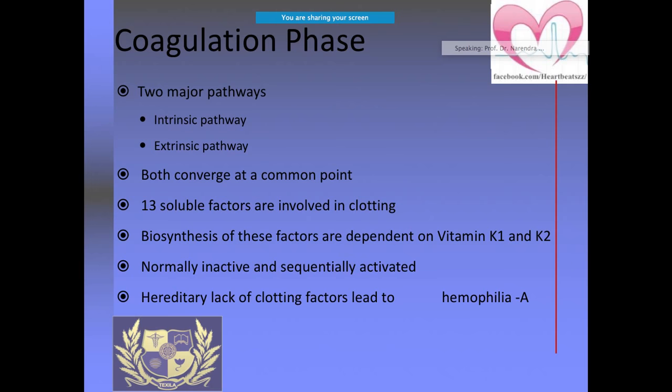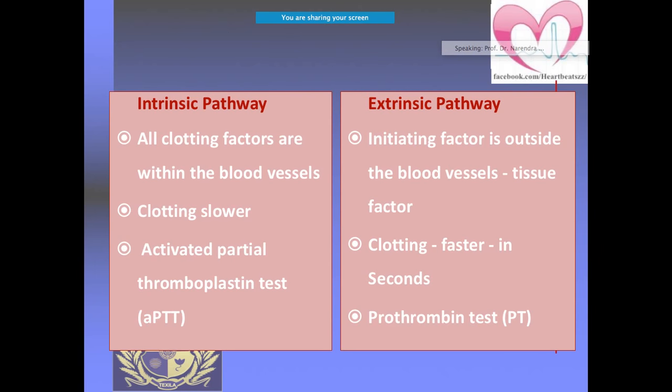And finally comes the coagulation phase, which is again divided into two pathways, what are called the intrinsic pathway and extrinsic pathway. And both of them do have a common point. In fact, 13 soluble factors are involved in clotting. And their biosynthesis is dependent on vitamin K1 and vitamin K2. Normally, they are inactive, and if they have to get activated, they get activated sequentially. And if they are absent, especially since birth, that is the condition which is called hemophilia.